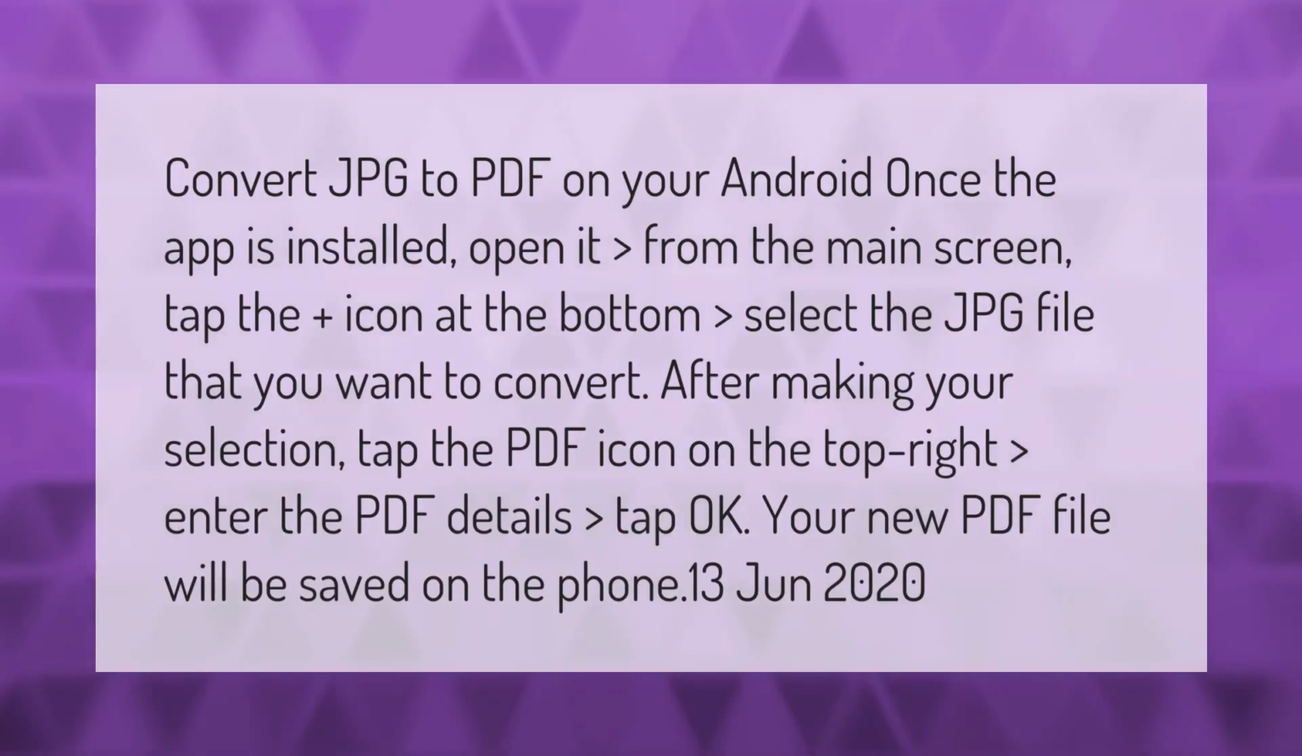Convert JPG to PDF on your Android. Once the app is installed, open it from the main screen, tap the plus icon at the bottom, and select the JPG file that you want to convert. After making your selection, tap the PDF icon on the top right, enter the PDF details, and tap OK. Your new PDF file will be saved on the phone.